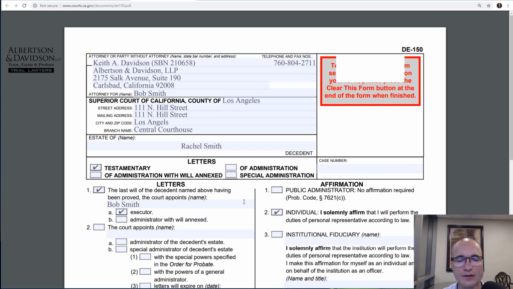You can go out, you can take possession of the bank accounts, the financial accounts, the stocks, the bonds, the real estate, and you can manage this estate. So that's our discussion of Form DE-140, Order for Probate, and Form DE-150, letters, either letters testamentary or letters of administration, depending on your circumstances, that you're going to need in your petition for probate.